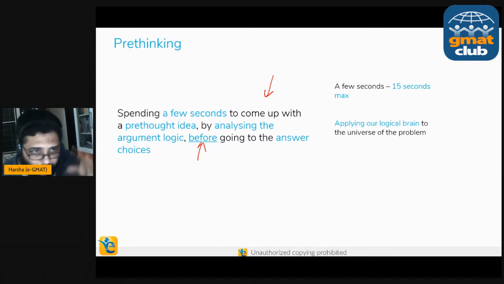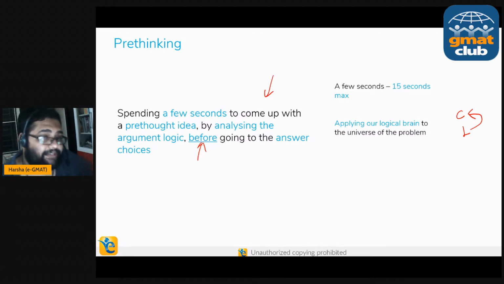Essentially, pre-thinking is just applying your logical brain to understand the universe of the problem better. When I say universe of the problem in argument based questions, that means two things. You truly understand the conclusion, and you truly understand the logic used to arrive at the conclusion. You have a deep grip on this, then apply your logical brain to analyze this argument, this conclusion, this logic, and find what the gaps are.